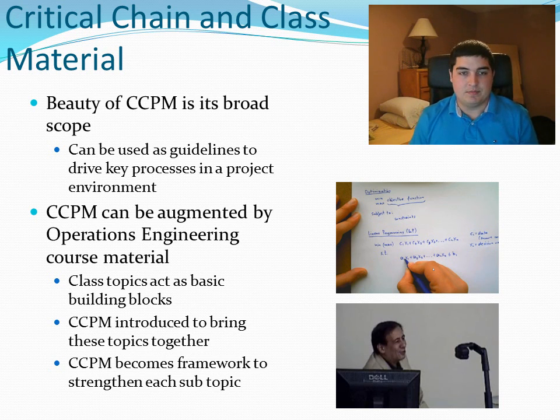Further building upon this, it can be seen that CCPM is a very broad scope topic, and it can be used as guidelines for a key process in any project environment. Thus, using the topics discussed in the operations engineering class, it can be seen that these two work hand in hand together. Essentially, the class topics act as the basic building blocks for which the students learn basic concepts and ideas. CCPM is thus introduced, which brings these topics together. It basically can form the framework where all these subtopics are tied together and then thus strengthened. So basically, critical chain and the class material go hand in hand in a supplementary fashion.